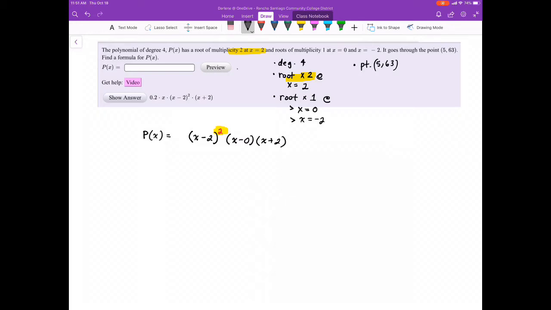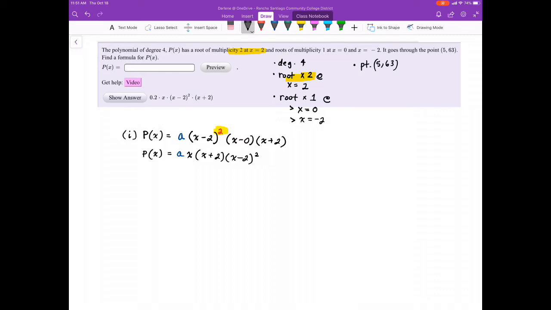Don't forget that we could have a vertical stretch or compression. So there is some sort of constant out here in front, the leading coefficient. We don't really know if that's 1 or not, so we have to leave the a there. So let's write this a little nicer. So p of x is equal to a times x times x plus 2 times x minus 2 squared.